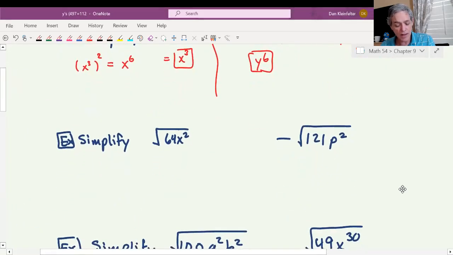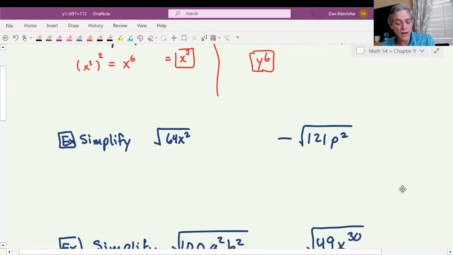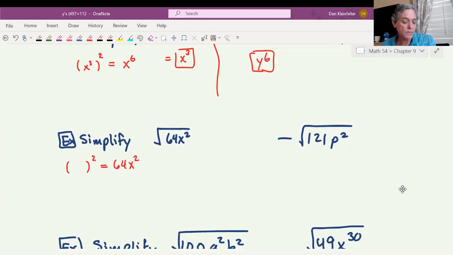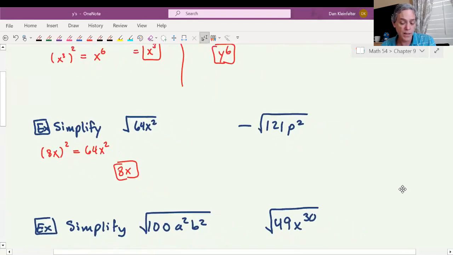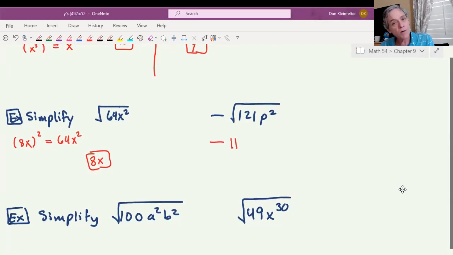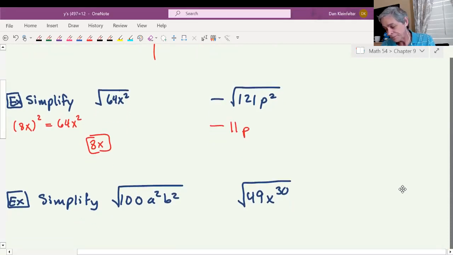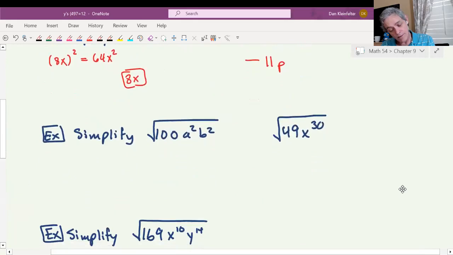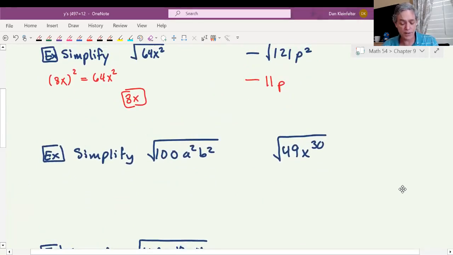Okay, the next couple have combinations of numbers and variables. The square root of 64x squared. We need something that will square to be 64x squared. Okay, thinking that through a little bit, that sounds like 8x. 8x is the principal square root of 64x squared. Here we've got a negative, but don't worry, it's on the outside of the square root sign, so that's okay. The square root of 121 is 11. The square root of p squared is p.